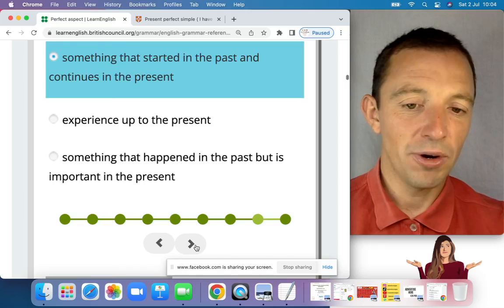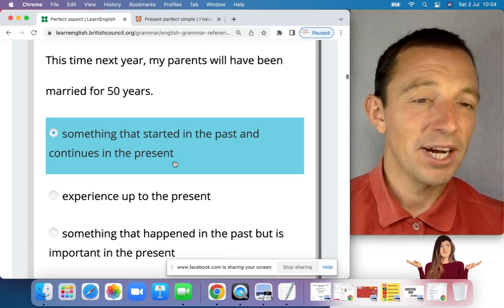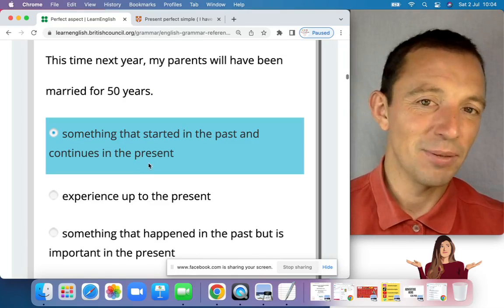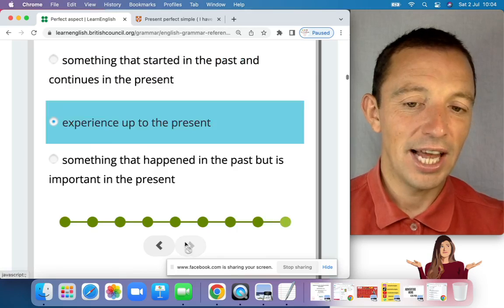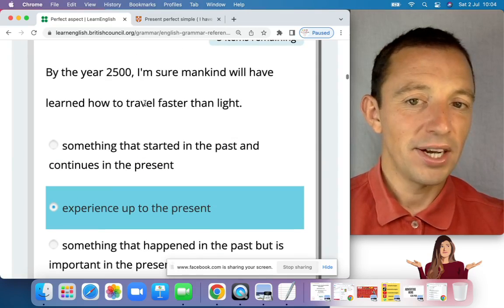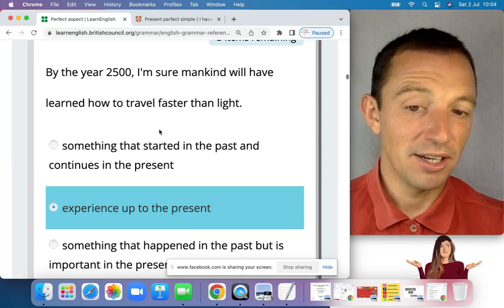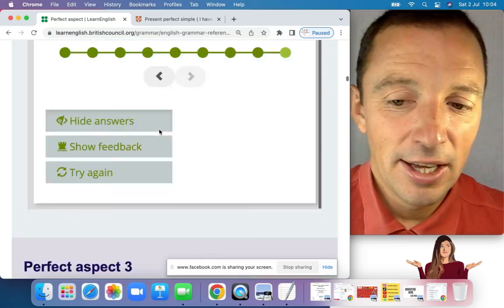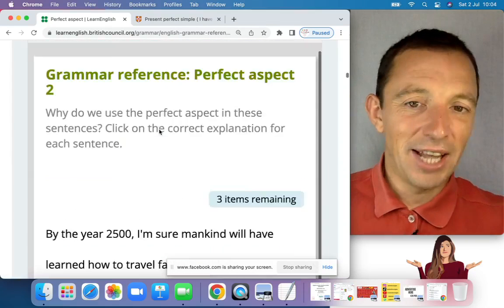And 2 more. This time next year, my parents will have been married. So something that, okay, it continues in the present. Yes, I understand. And the last one: by the year, I'm sure mankind will learn how to travel fast, and life and experience up to the present. Okay. Very good. So that is the end of the lesson today.